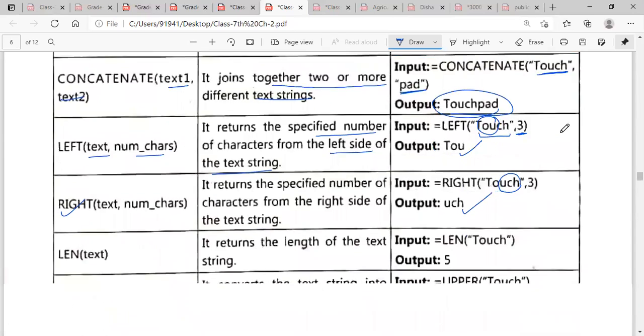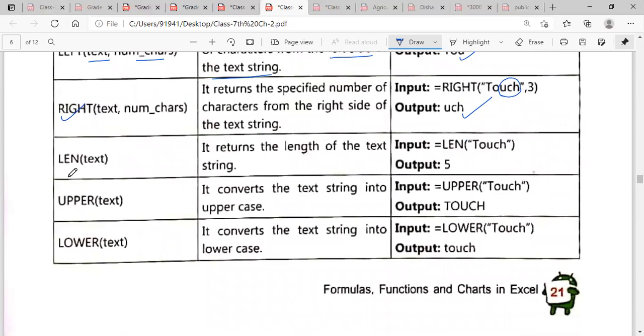Okay. And len text will find the length of the text, meaning 1, 2, 3, 4, 5, that output will be there. Upper text and lower text mean your text will be in capital form, and here in small letters. For touch, you will find the result in capital form, and this will be in lower form.